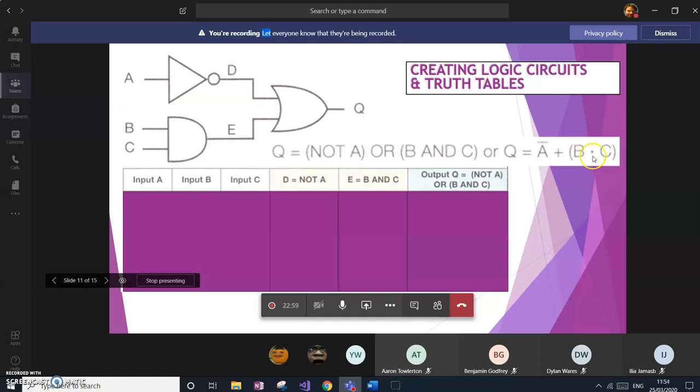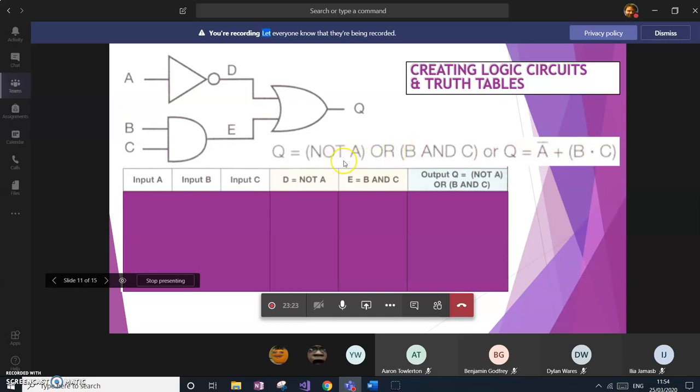So we've got the B and the C, so we need to AND the B and the C together first. The brackets just indicate the precedence there, and then the result of B AND C is ORed with the value of NOT A, the OR being represented by the plus sign.